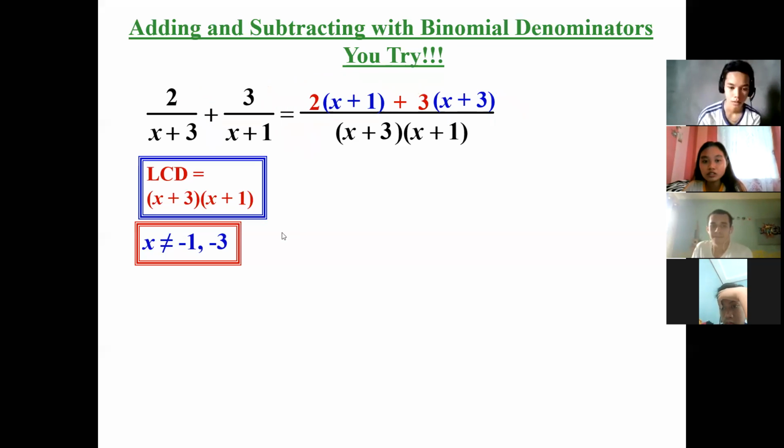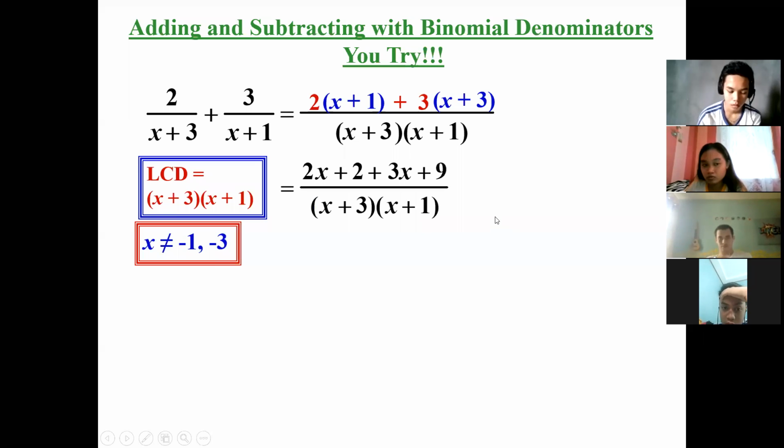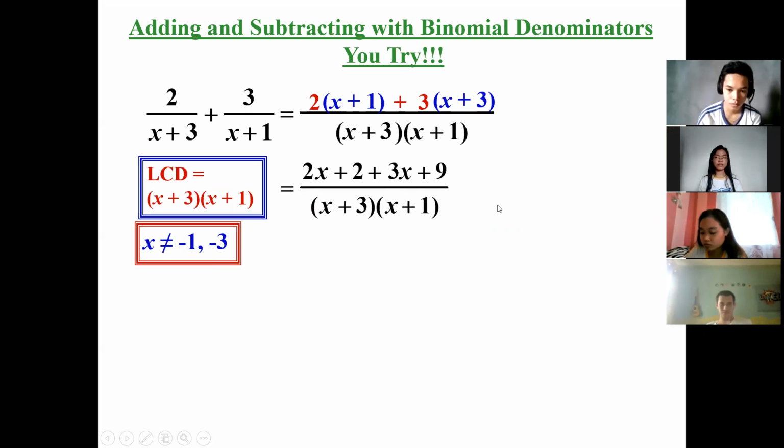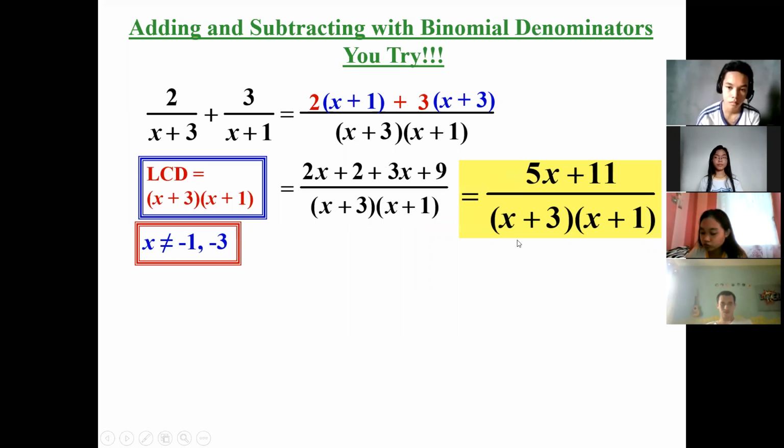And then applying the rules in domain, the domain of our answer would be all values of x except -1 and -3. Copy that, because from time to time, you'll always have to consider what the values of your domain are. Simplify. 2 times x is 2x, 2 times 1 is 2, 3 times x is 3x, 3 times 3 is 9. Combine like terms: 2x plus 3x is 5x, 9 plus 2 is 11. And then copy the denominator.